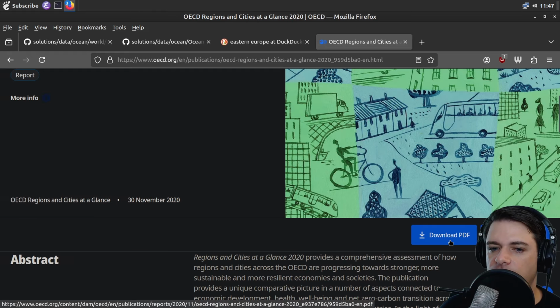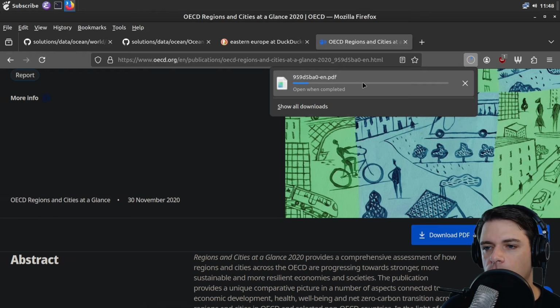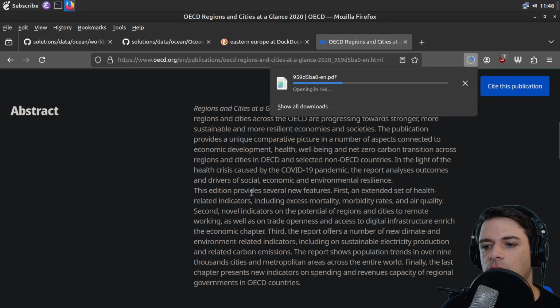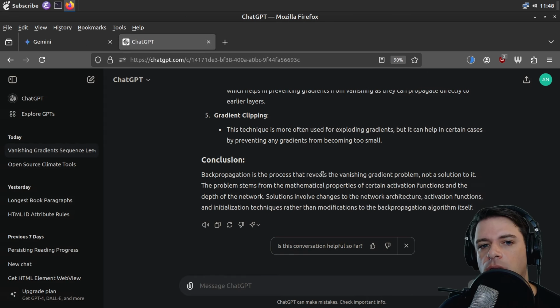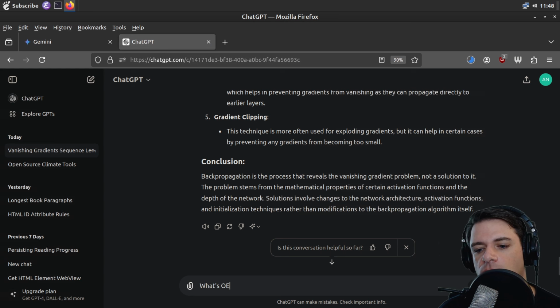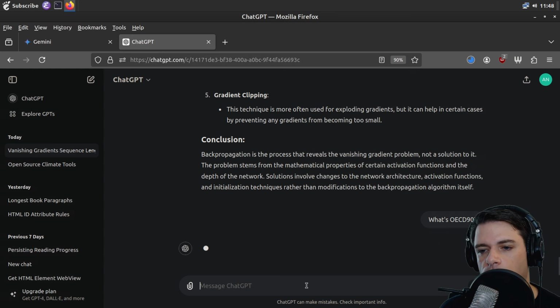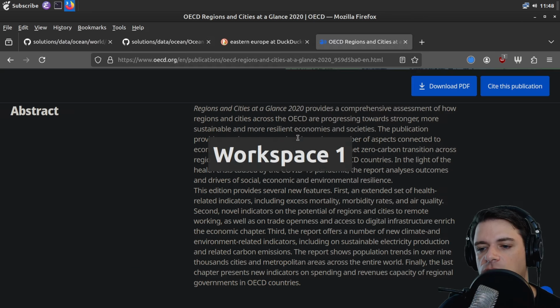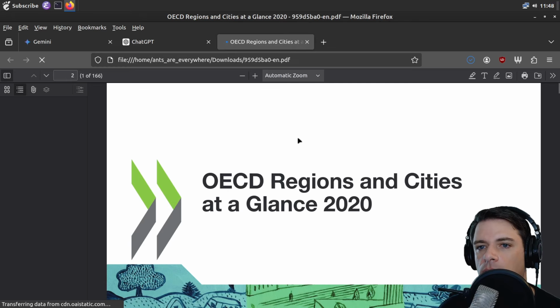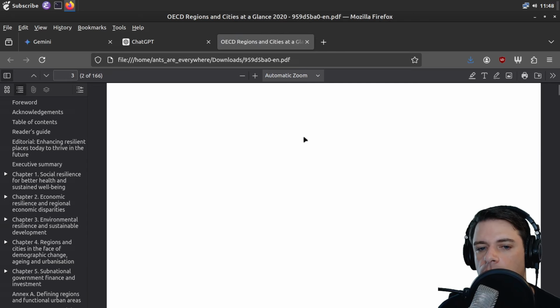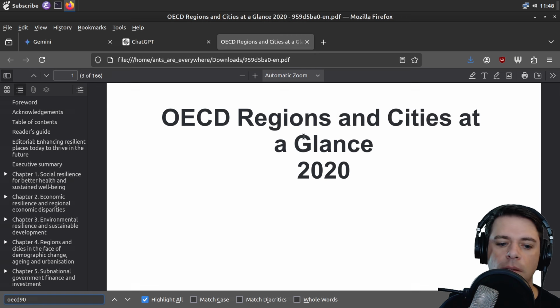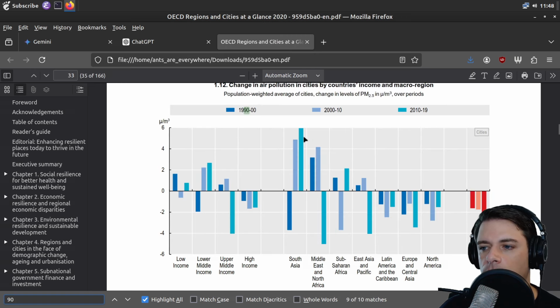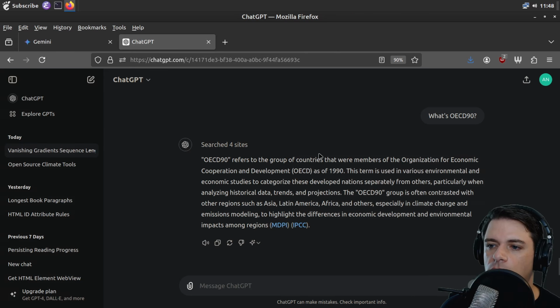This doesn't seem to be it. Well, maybe if I download the PDF. This is going to be a big PDF. I just want to know what, how about I just ask ChatGPT, what's OECD 90? And it's just going to search the internet. A group of countries that were members of the OECD as of 1990. Oh, okay.